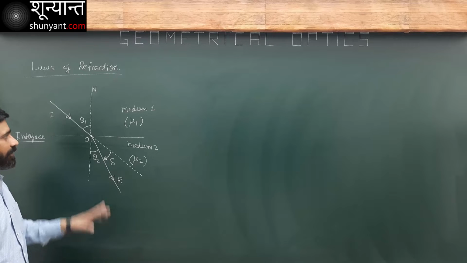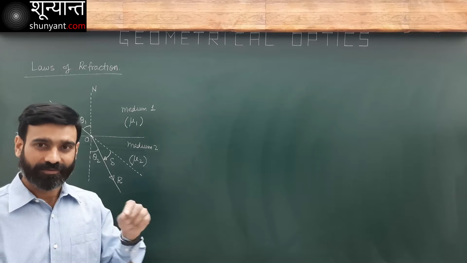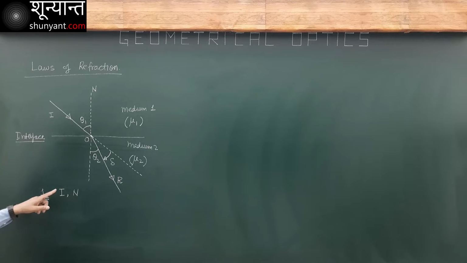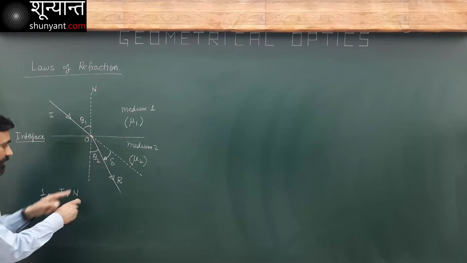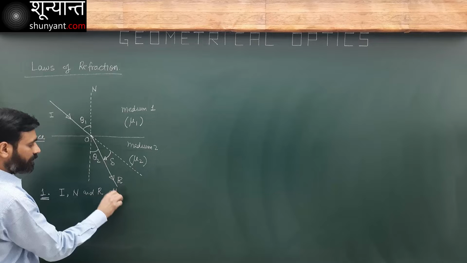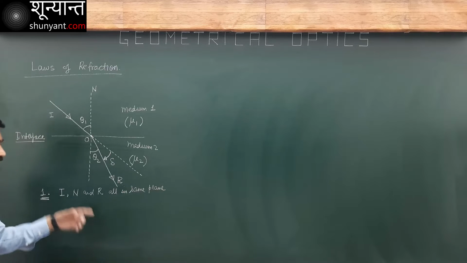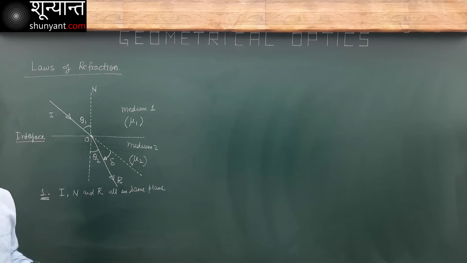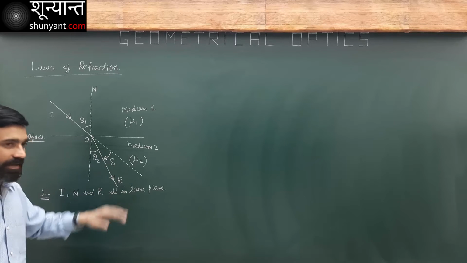Okay? Now, the first law is: the incident light, normal at the point of incidence, and refracted light are in the same plane. I'm not writing everything, I'm just dictating, so you should keep on writing and make your notes. This is same as the law of reflection. This first statement is common in reflection as well as refraction.